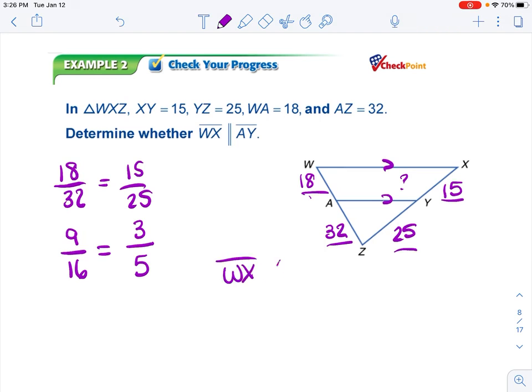So we can say WX is not parallel. You can just put a slash through the parallels. Not parallel to segment AY because the sides are not proportional.